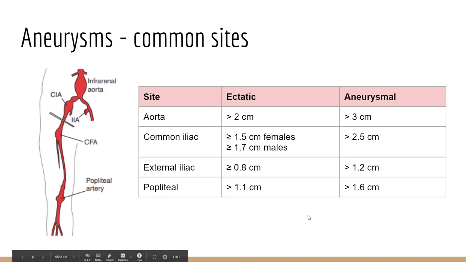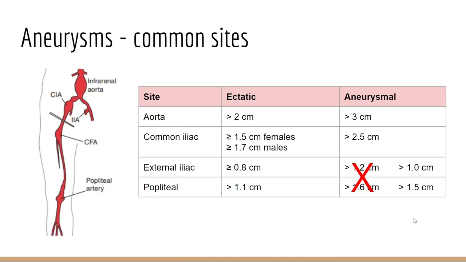Aneurysms can occur anywhere, but most commonly the aorta, where an aneurysm is defined as greater than 3 centimeters. There are various classifications, and these are the ones I use for the listed vessels: common iliac over 2.5 centimeters, external iliac over 1.2, and popliteal over 1.6. These are, in my opinion, kind of silly numbers, so I actually go by the nearest simple number, being 1 for external iliac and 1.5 for popliteal, even though really the popliteal artery aneurysm is defined as 50% more than the background normal artery, but we don't need to get into that.